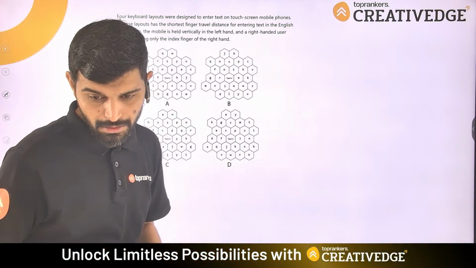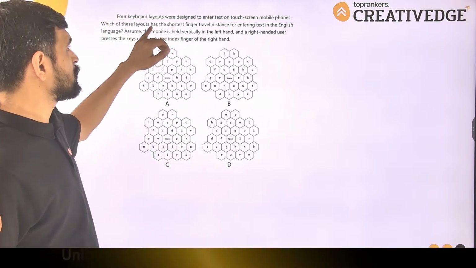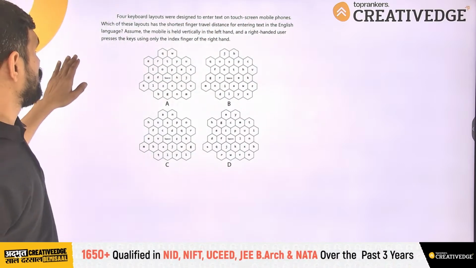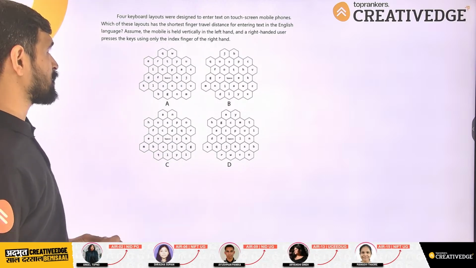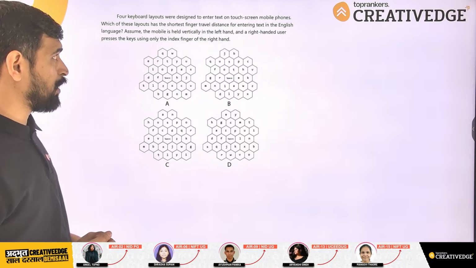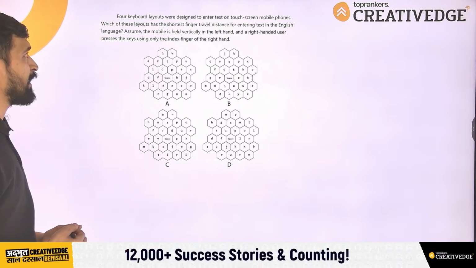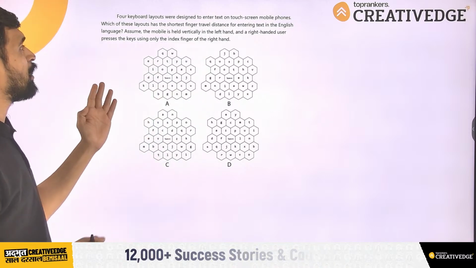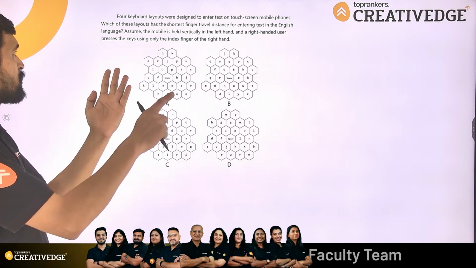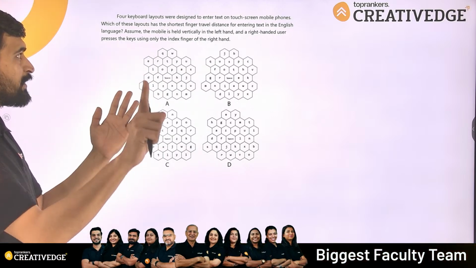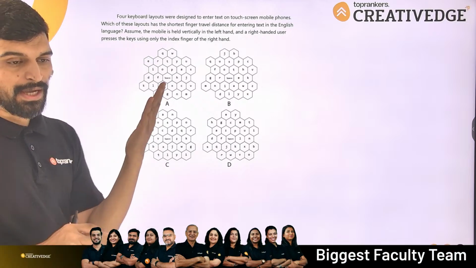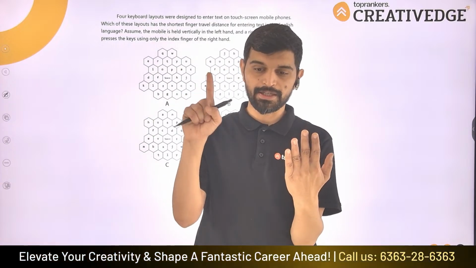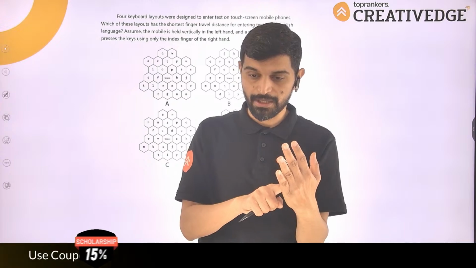right? 4 keyboards layouts were designed to enter text on touchscreen mobile phones. Which of these layouts has shortest finger travel distance for entering text in English language? Assume mobile is held vertically on the left hand and right-handed user presses keys only with the index finger of the right hand. तो आपके हाथ में इस तरह से ये मेरा लेफ्ट हैंड है, लेफ्ट हैंड पर फोन आपने होल्ड किया है, राइट हैंड के इंडेक्स फिंगर से ही आप कीज प्रेस करने वाले हैं.